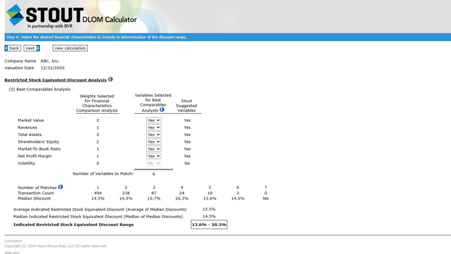However, careful consideration should be given to the transaction counts. Stout states that samples with fewer than approximately 10 transactions may not be considered sufficient to provide reliable discount indications. You will find both an average and median indicated restricted stock equivalent discount, as well as a range, at the bottom of the page. After you have reviewed the results, you may select Next to advance.